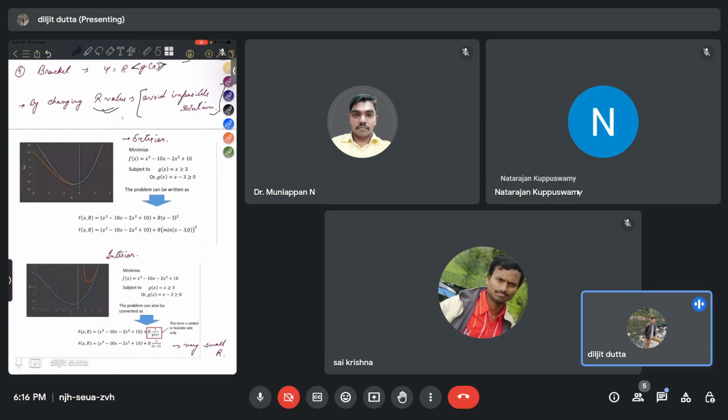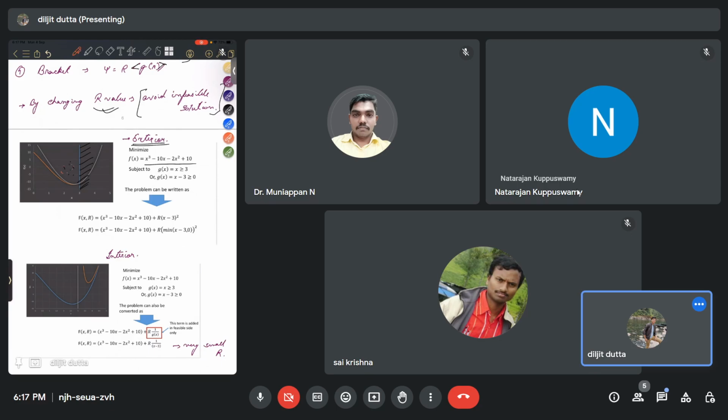So this is a sample problem. This is one of the exterior penalty methods. Suppose the function to optimize is x cube minus 10x plus 2x square minus 10, subject to x minus 3 greater than or equal to 0. That is, it is feasible only in this region. So we have to neglect the solutions that come in this region.